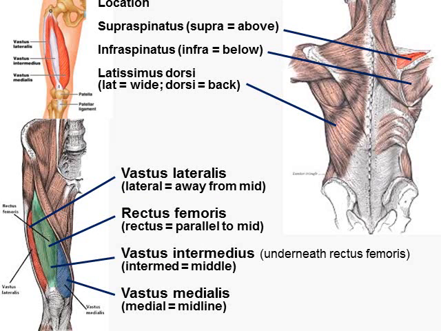Continuing with location, supraspinatus, supra means above, infraspinatus, infra below. Latissimus dorsi means wide back. Now if we look at the leg on the left, if you see the word lateralis, you think it's away from the midline. Rectus, think of parallel to midline. Intermedius is going to be in the middle. Think of intermediate. And vastus medialis is towards the midline of the body.